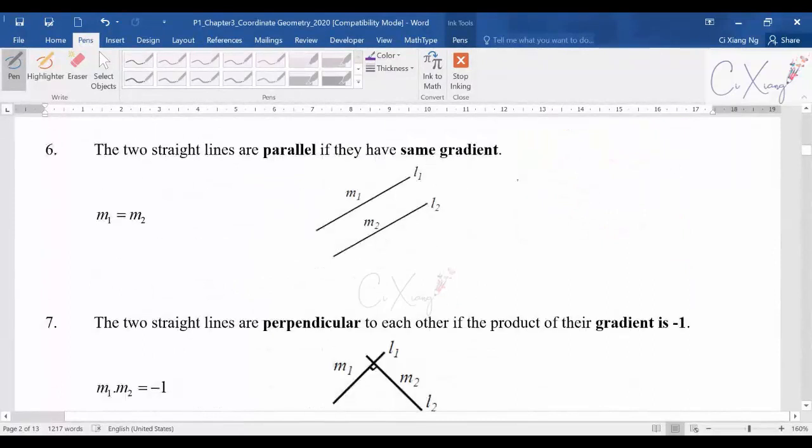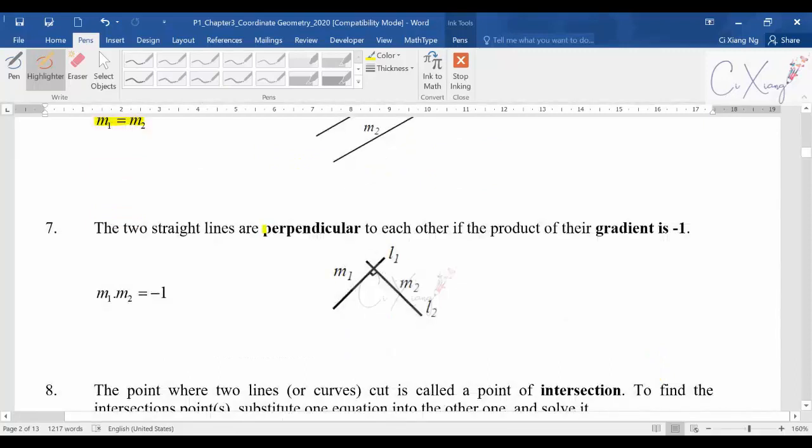Now, let's say I have two straight lines that are parallel. Parallel means in the same direction, or parallel means they will not touch each other, they will not intersect. The distance between the two lines is always the same, so we call it parallel. So when you have two straight lines that are parallel, that means the gradients are the same. So if line 1 and line 2 are parallel, that means gradient 1 equals gradient 2.